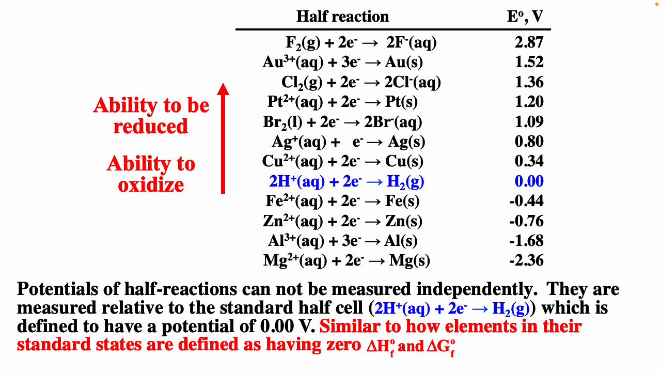Defining the standard half cell as having 0 potential is similar to how elements in their standard states are defined as having 0 enthalpy of formation and Gibbs free energy of formation. Remember, we cannot determine enthalpy of formation or Gibbs free energy of formation in absolute terms, and so that's why we define elements in their standard state as having 0 enthalpy of formation and Gibbs free energy of formation.